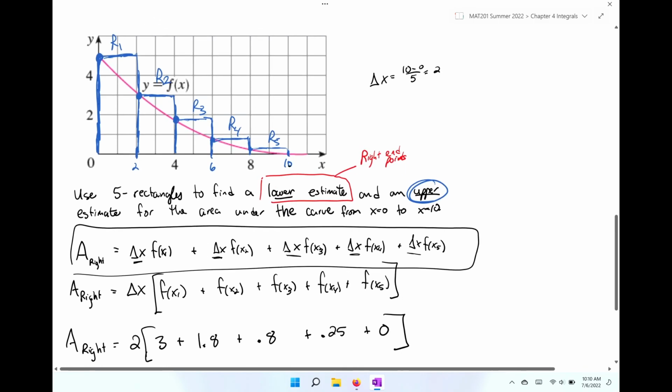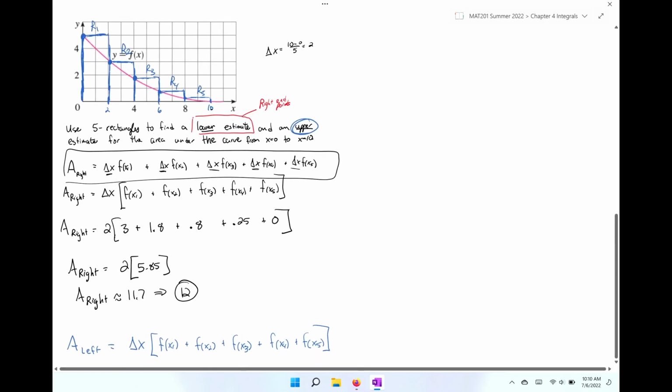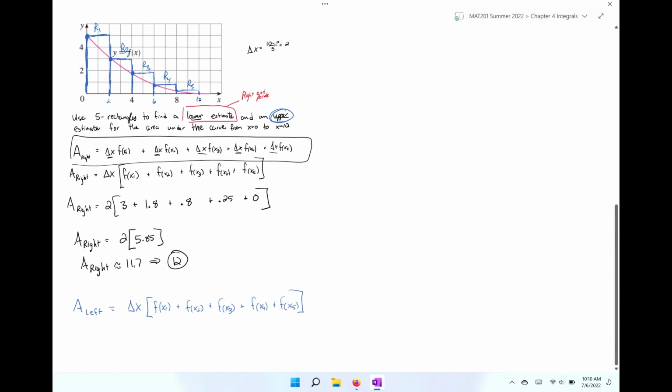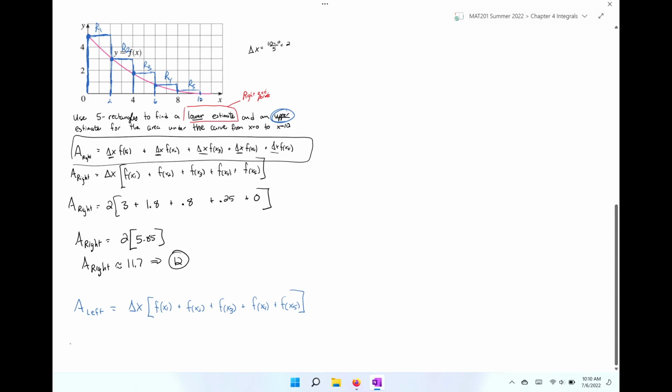Now, scroll out. Let me see if I can scroll out just a little bit more. Sorry if it's getting really small on your screen. Our area on the left is going to be 2 times. Now, we're just going to go through and we're going to look at each one of these. The first one, definitely going to be 5. For region 2, 3. For region 3, it's a little bit under 2, so let's call it 2.8. For region 4, it's a little bit under 1, so we'll call it 1.8. And then for region 5, we're going to call that 0.25.